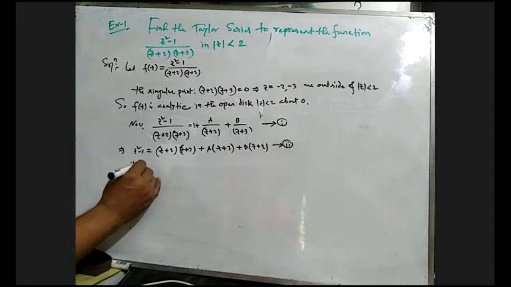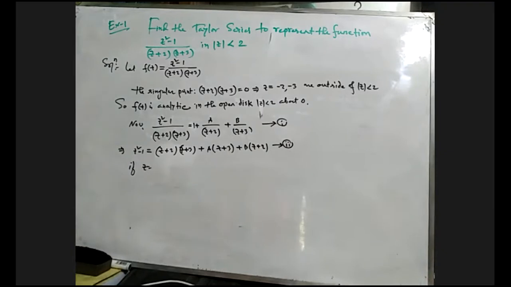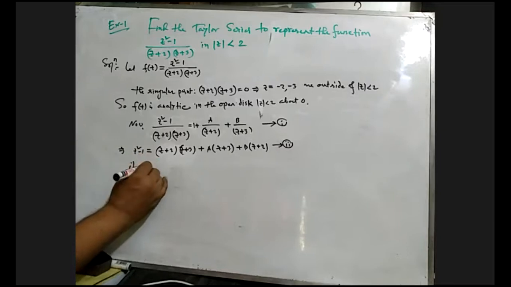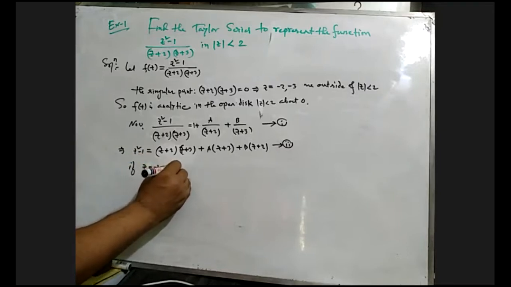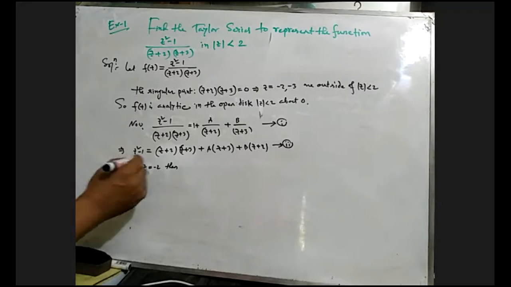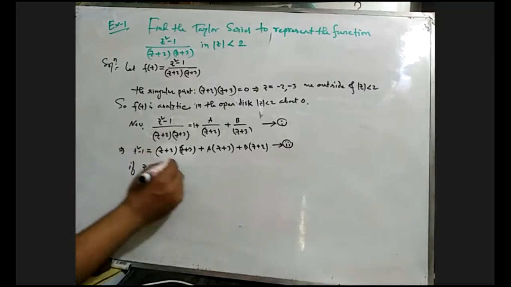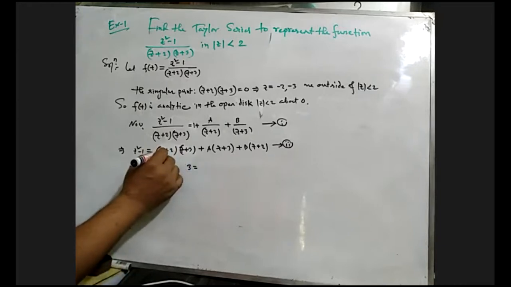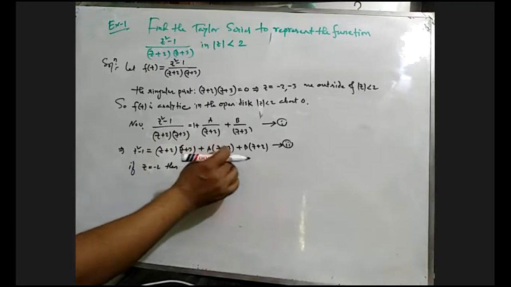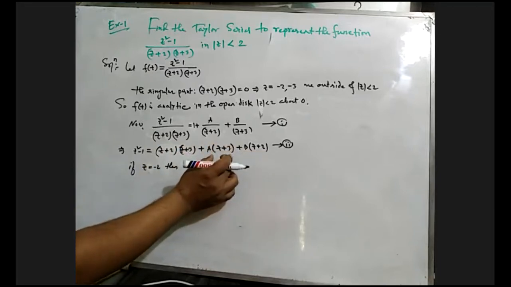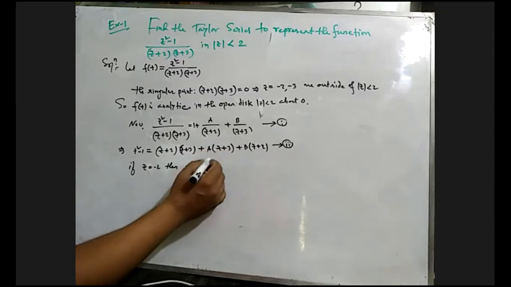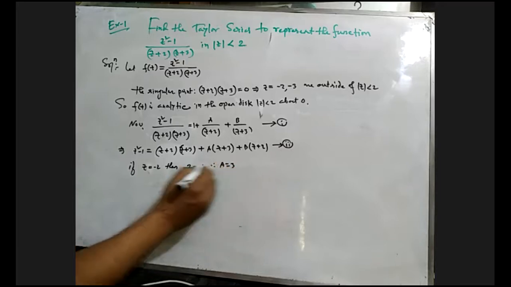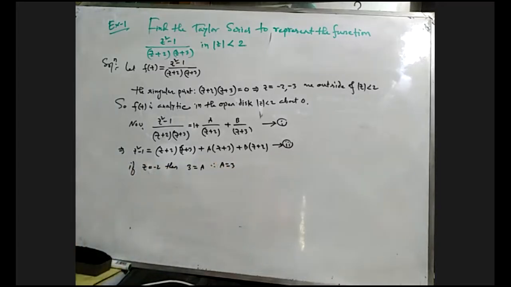So if z equals minus 2, then we get what? Minus 2 whole square means 4. 4 minus 1 equals 3. So for z equals minus 2, this will become 0, and this also becomes 0. And this will be what? Minus 2 plus 3, only 1. So a, that means a equals 3. Clear?